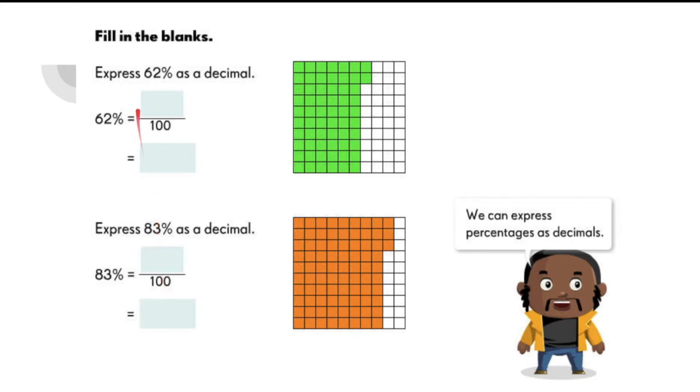One more example. Express 62% as a decimal. 62% is equivalent to 62 over 100. Dividing 62 by 100 will give us 0.62 or simply 62 hundredths. And lastly, let's change 83% as a decimal. 83% in fraction is equivalent to 83 over 100. And when we divide the numerator by the denominator of 100, it will give us 0.83.